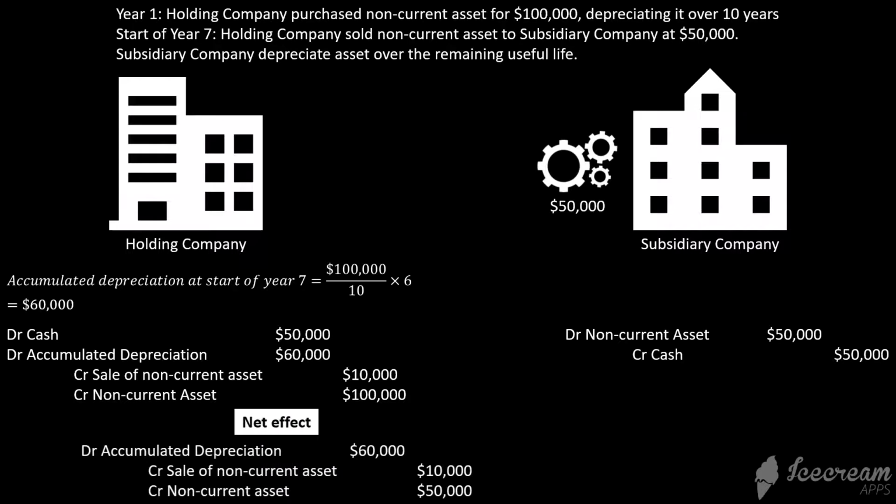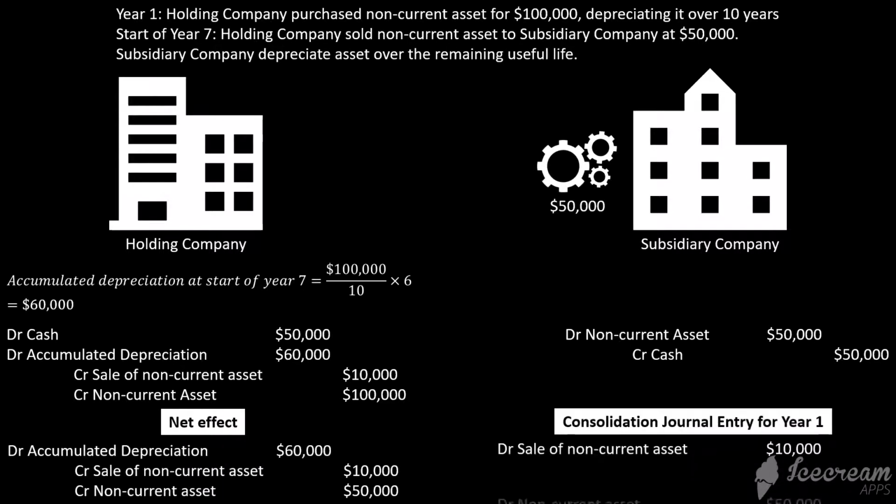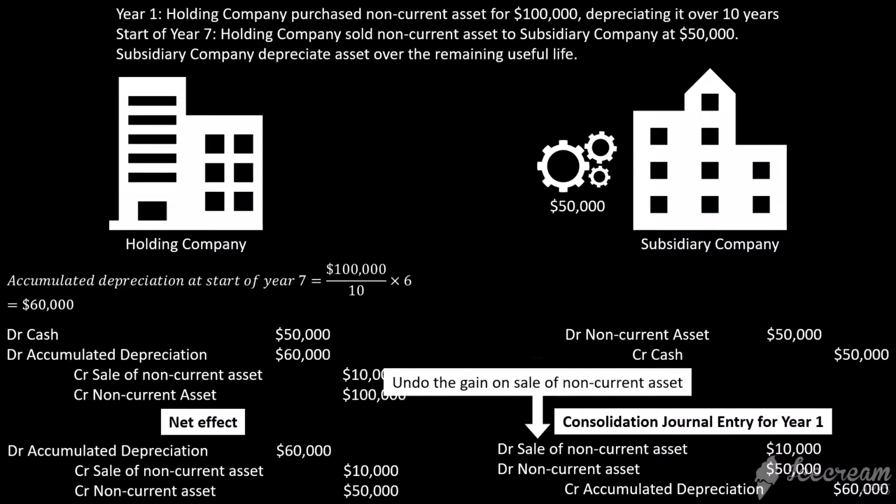Debit sale of non-current asset $10,000. Debit non-current asset $50,000, and credit accumulated depreciation $60,000. When we debit sale of non-current asset, we are undoing the gain on sale of non-current asset. And when we debit non-current asset, we are reverting the cost of non-current asset back to the original cost that the holding company purchased at.